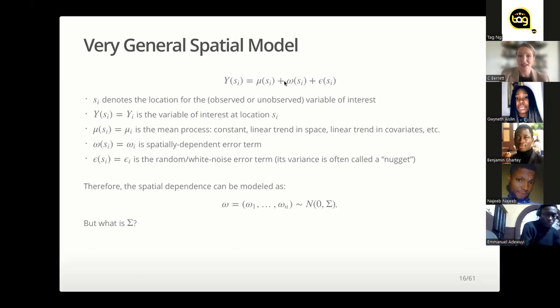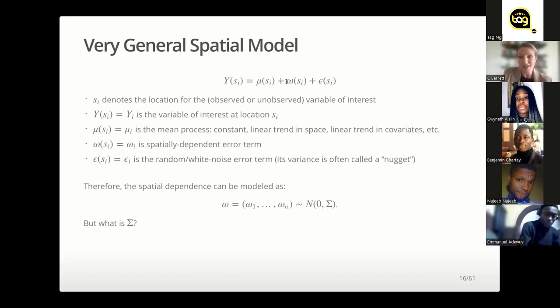And this is where we say, hey, all of the dependence that we're seeing in Y, that spatial dependence that we're seeing in Y, is coming from omega. And then we have a noise term, which is our typical regression error term. We often call the variance from this term a nugget.